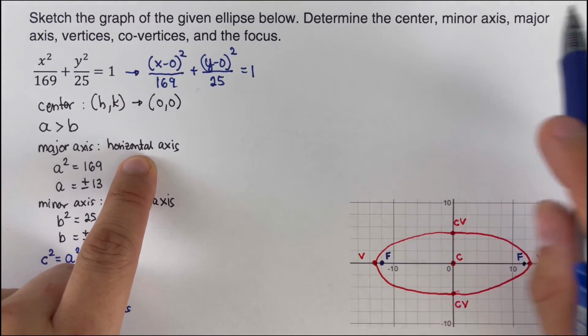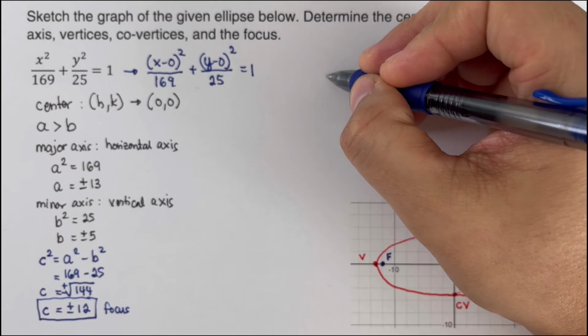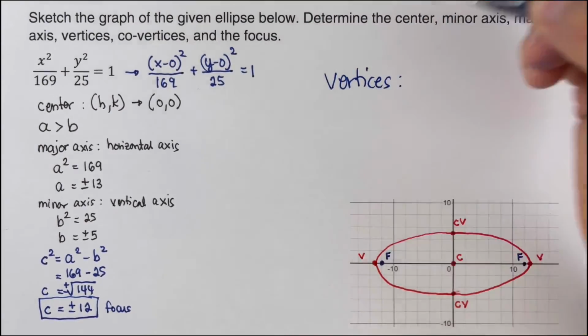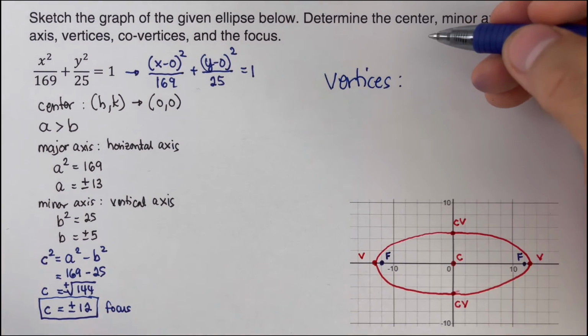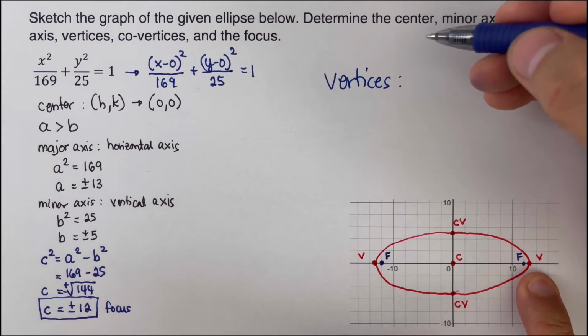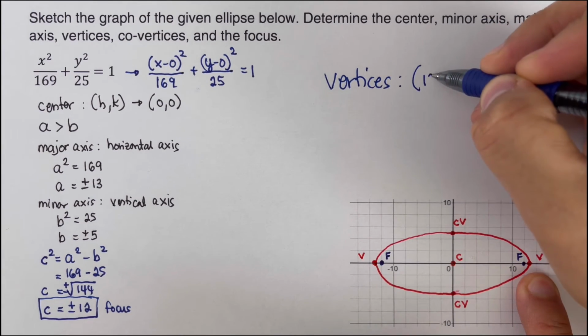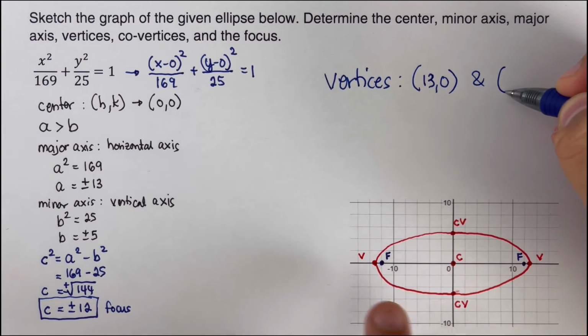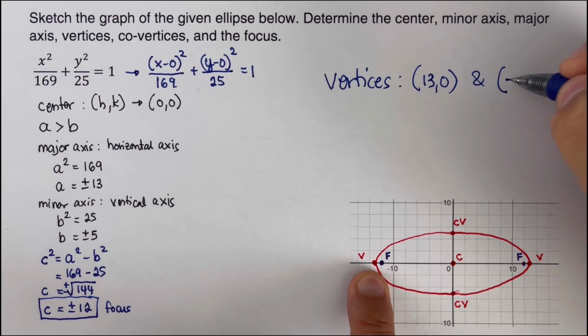The vertices would be, so I'm just going to go ahead and write that up here. So the vertices for this ellipse that we have right here would be, this is the first vertex, so that is (13, 0). And the other vertex is located at (-13, 0).